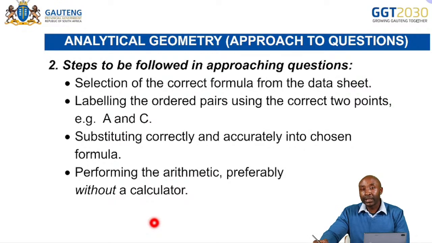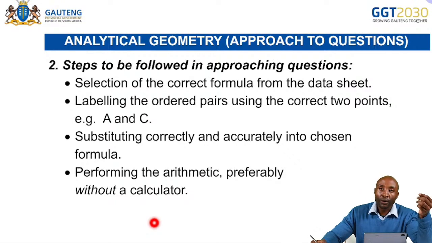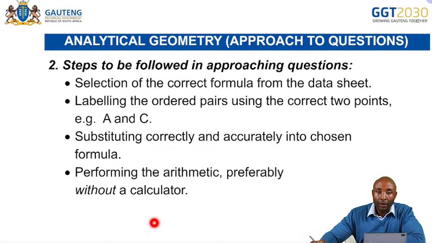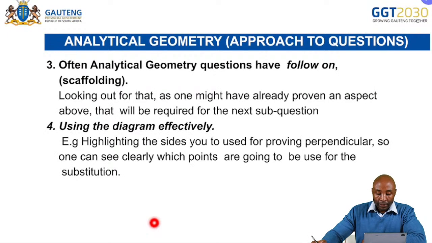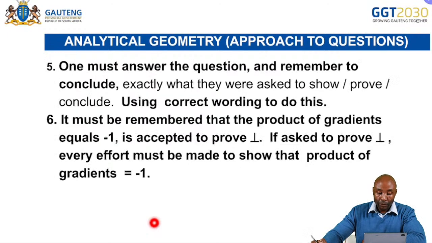Sometimes, if you are told that it's a straight line, even if P has no coordinates, it's PQRS. If you have the coordinates of R and S, you are able to find the gradient of PS because you are linking that these are collinear points. Therefore, you are able to get the gradient, and you label accordingly. Use the coordinates as given. We substitute correctly into the formula.